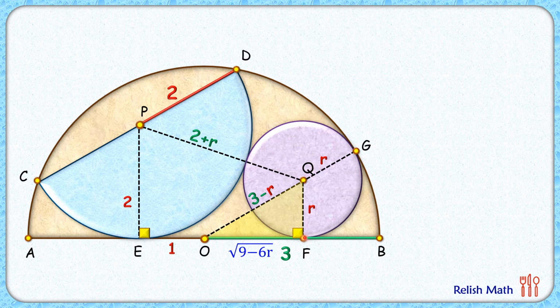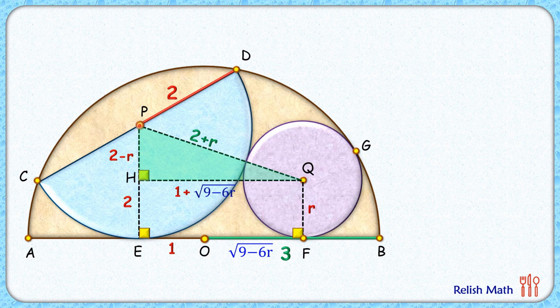Now we have to form an equation in terms of r. For that we need a triangle where all the sides are in terms of r. So from point Q, let's drop a perpendicular on PE. Now in triangle QHP, HQ length will be 1 plus square root of 9 minus 6r, and HE length will be the same as QF, or r centimeter, and thus PH length will be the full length 2 minus r. So we have got our right angle triangle where sides are in terms of r. Applying Pythagoras theorem, we'll get this equation.